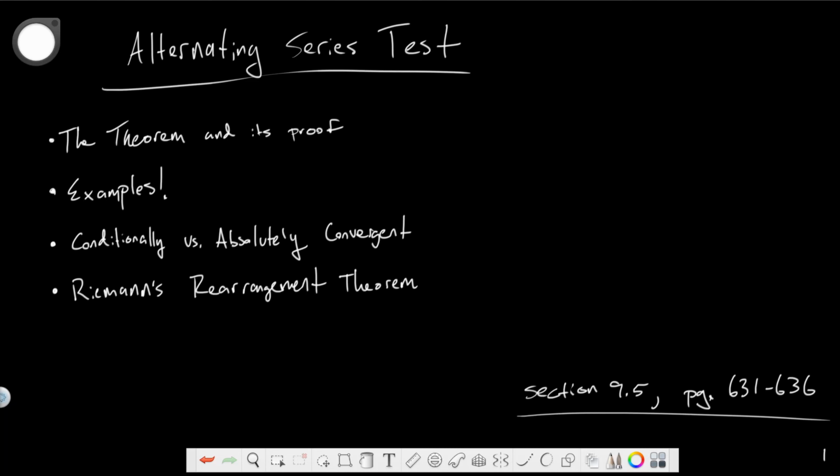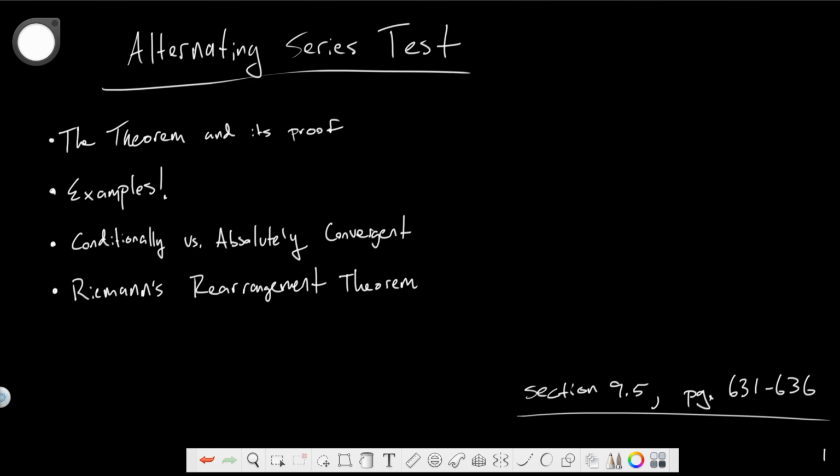Hello and welcome everyone. Today we are going to look at the alternating series test, our 8th test for series convergence or divergence. We will in this video look at the theorem and its proof. As well, we'll do some examples. We'll also look at what it means to be conditionally convergent versus absolutely convergent. And then finally we will look at something really cool by our bud Riemann, Riemann's rearrangement theorem.